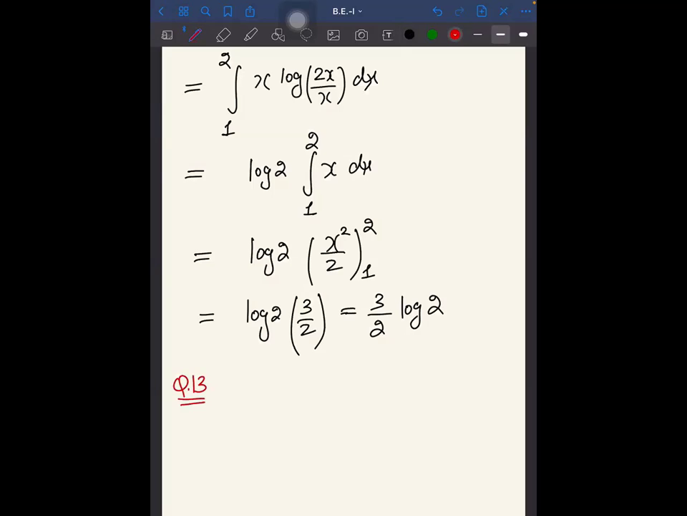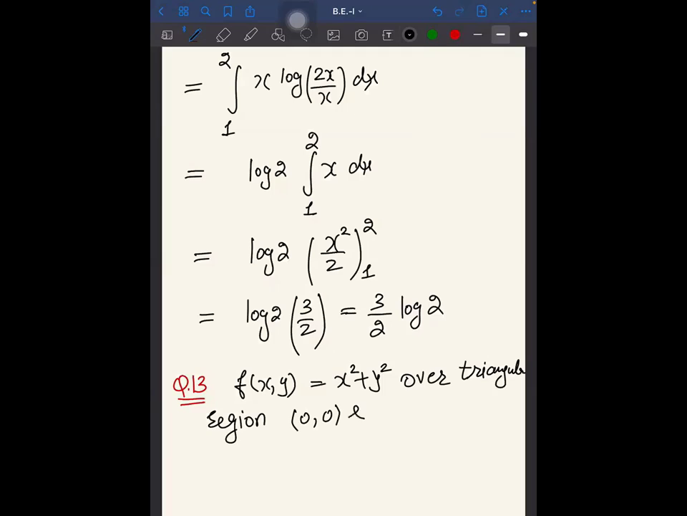Question number 13. You have f of x, y equal to x square plus y square over a triangular region with these limits, that is (0, 0), (1, 0) and (0, 1). So this is a slightly different question.